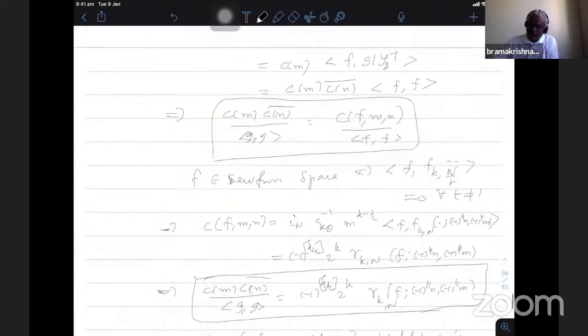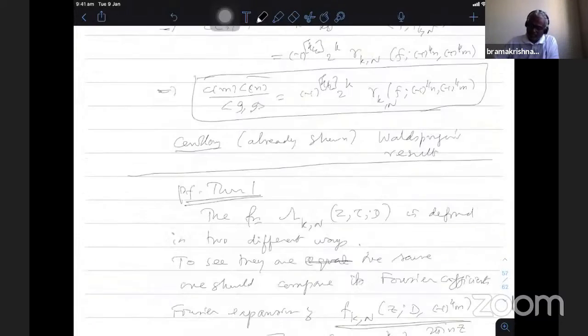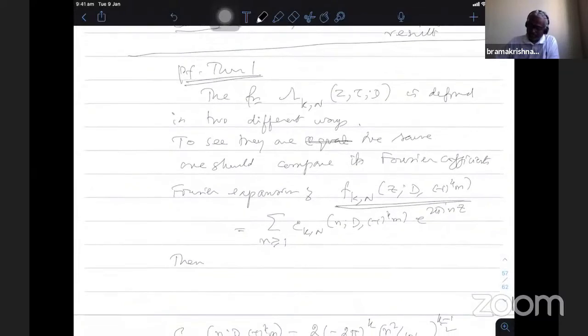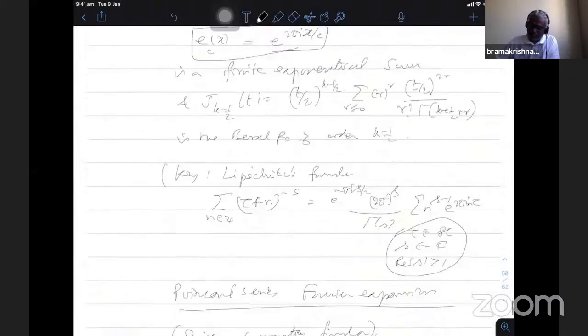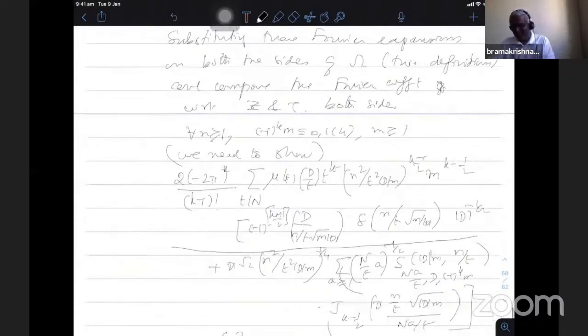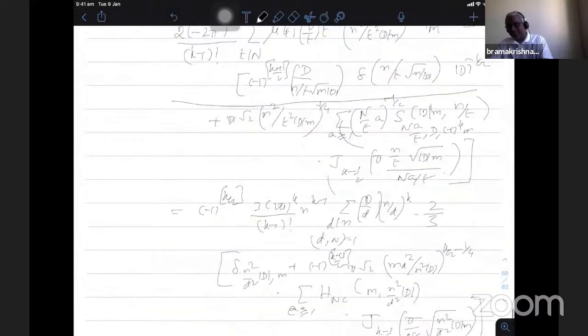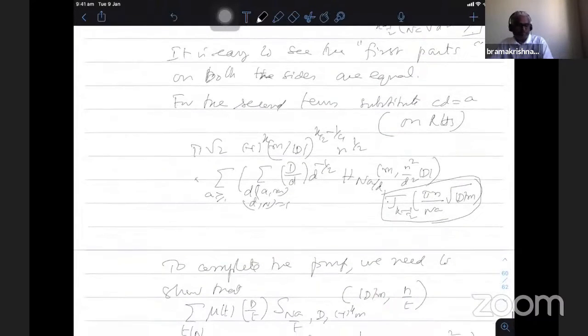So all the calculations are really involved. Karamdev has done it once in his thesis, so he will be knowing that. Very interesting calculation, but it is a very long process.